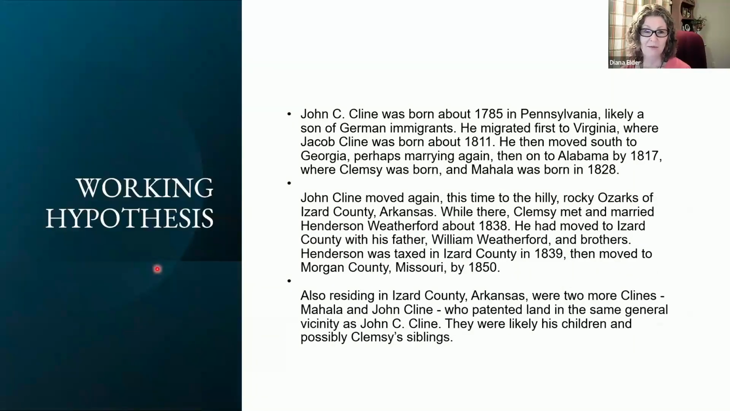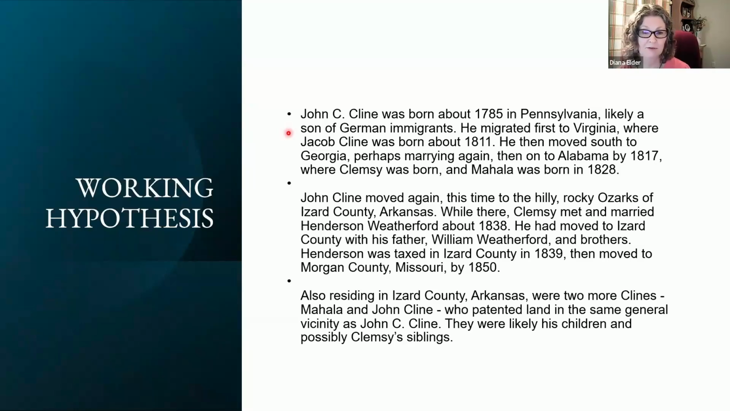So I did have a working hypothesis based on what I had discovered so far about these people in phase 1. And we have the censuses for them, another federal record type. So I had learned that John C. Klein was born about 1785 in Pennsylvania. And just based on his name of Klein, which seems very German, knowing that Pennsylvania was a source of immigration for many Germans, I just hypothesized that he was likely a son of German immigrants.